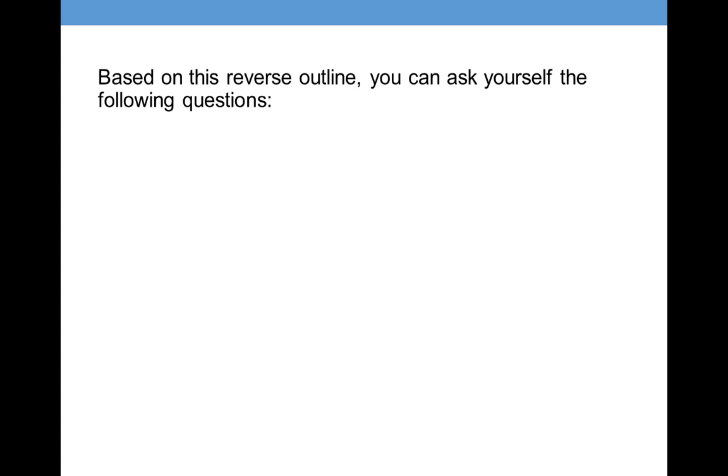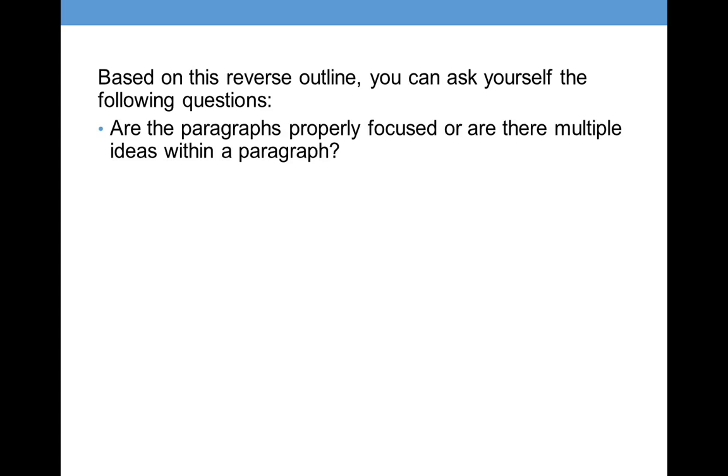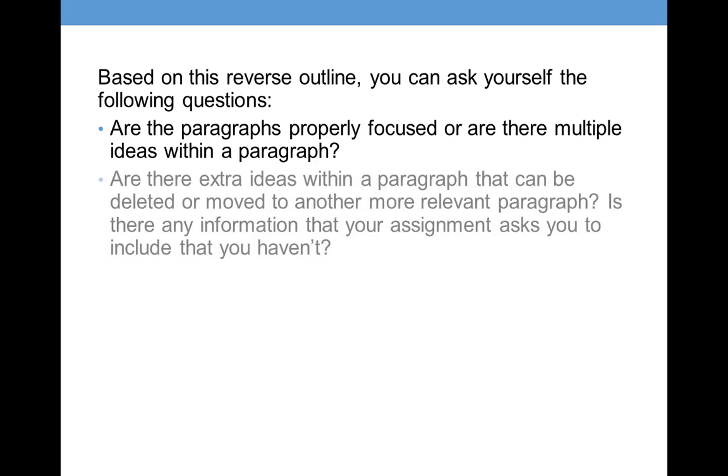Based on this reverse outline, there are a few things that you can ask yourself. Does it seem like my paragraphs are properly focused? Do I perhaps have more than one idea per paragraph? If so, where might I move that extra idea or those extra ideas? Should they be moved to a more relevant paragraph? Maybe they should be deleted. Are you missing any information that you have actually been asked to include?